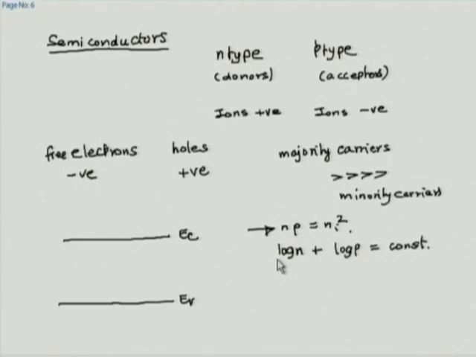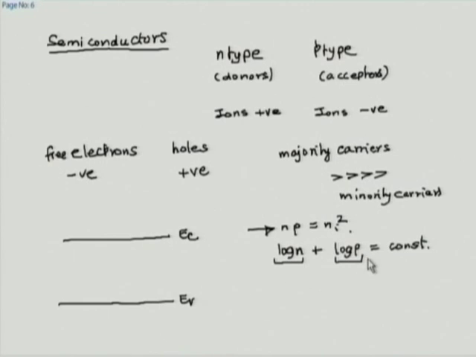So, let us define a quantity called N by Ni, which is the normalized number of electrons to their concentration under intrinsic conditions. In that case, this could be written as log of N by Ni plus log of P by Pi equal to log of 1, which is 0. Okay? So, these two being constant, essentially what it means is that as electrons become more than Ni, holes actually become less than Ni.